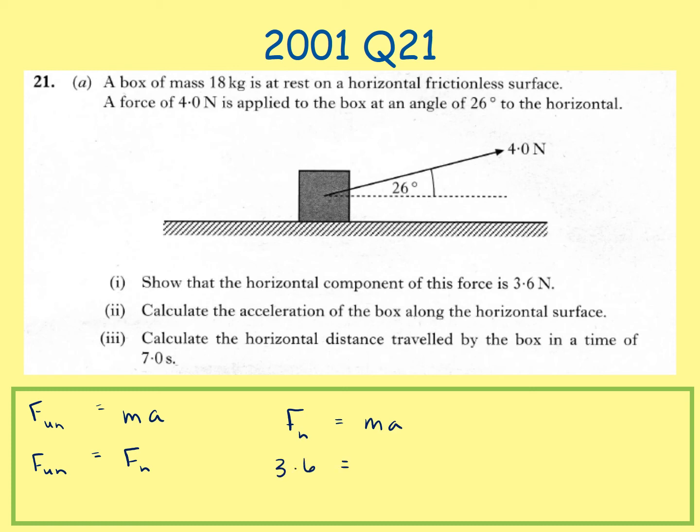We can start plugging in some numbers. 3.6 equals, where's our mass in the question? There we go, 18 kilograms just there, times our acceleration. Rearrange this. We've got 3.6 divided by 18, which gives us an answer of 0.2 meters per second squared.